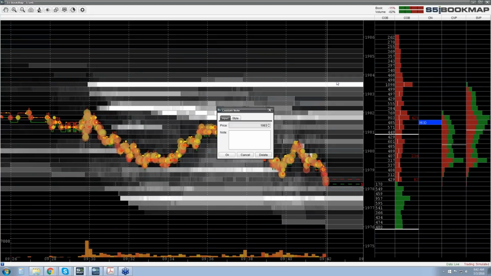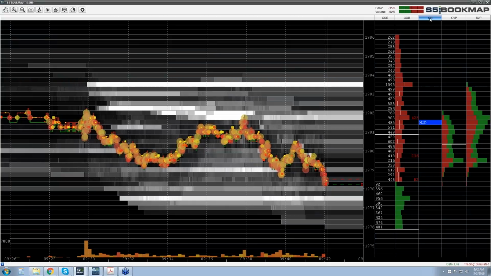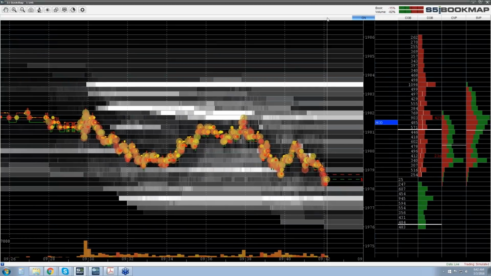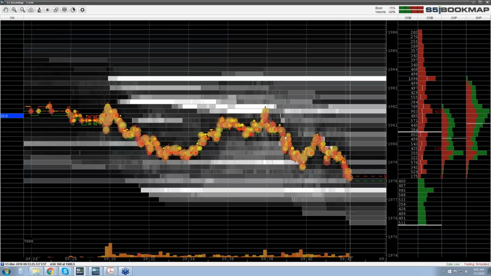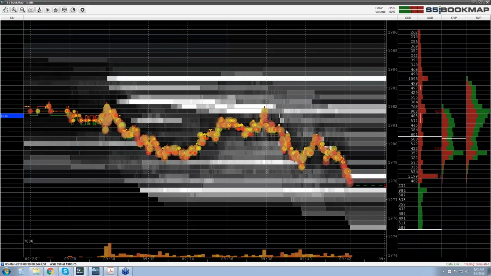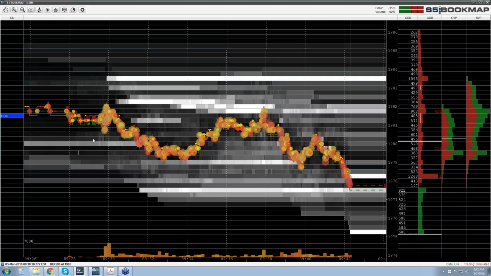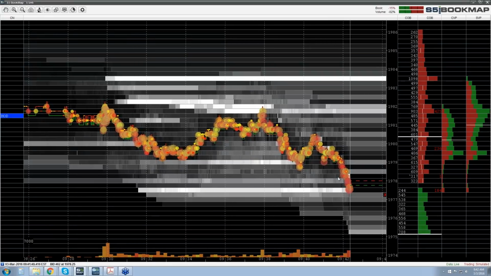You can move these columns around to other areas. You can even move them to the other side of the chart. So it's really how you want to set up your platform, and you have that flexibility.